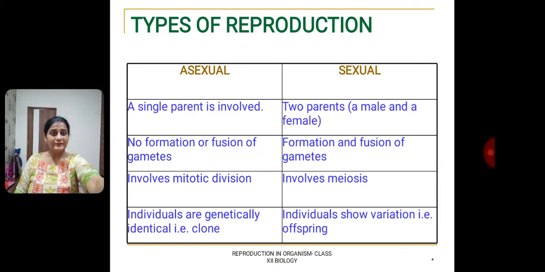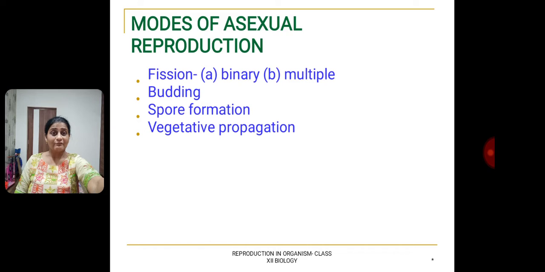We have learned the types of reproduction, that is asexual and sexual reproduction. We have learned about modes of asexual reproduction, in which we have studied fission, binary fission and multiple fission. We have studied budding. We have studied spore formation. And vegetative propagation is left. Today we will start with the same.